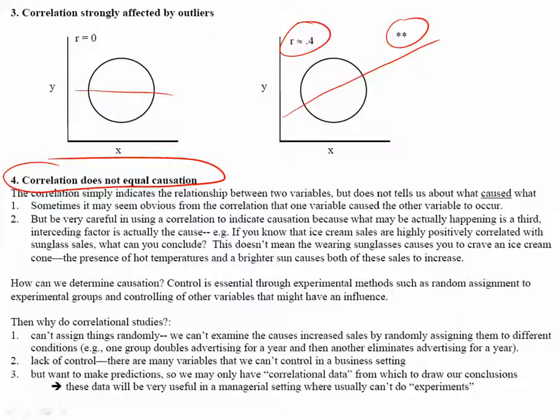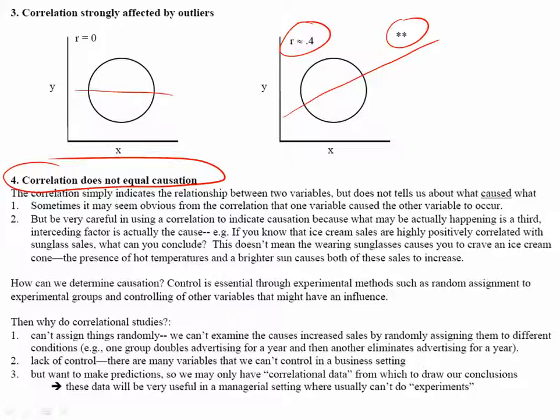But we must be careful in using the correlation to indicate causation, because what might actually be happening is a third factor is actually causing both. So the most common example is the ice cream example. So we know that ice cream sales are highly positively correlated with sunglass sales. What would you conclude? Well, your logic tells you that when people are buying sunglasses, it doesn't make them want to also buy ice cream.